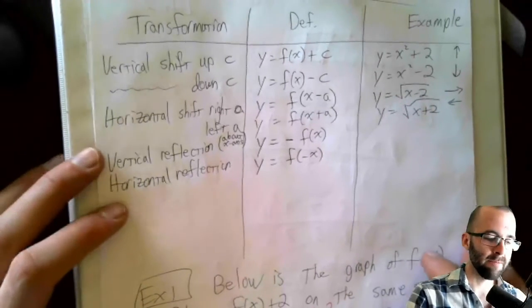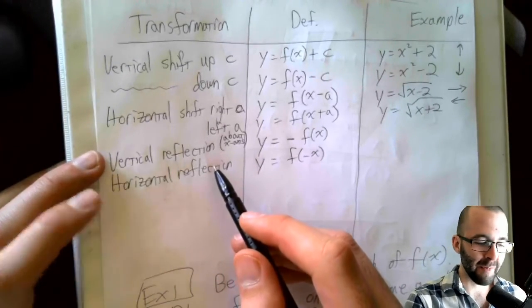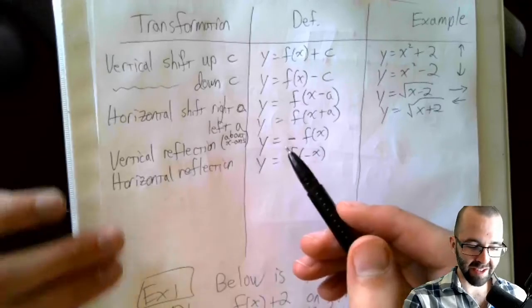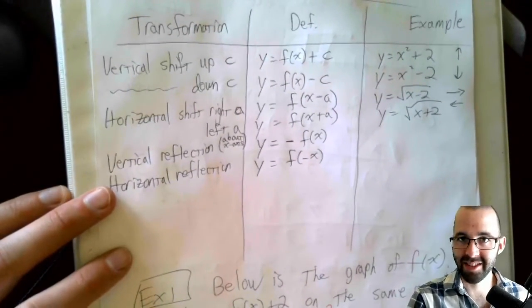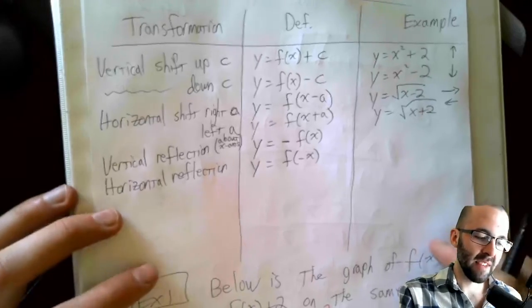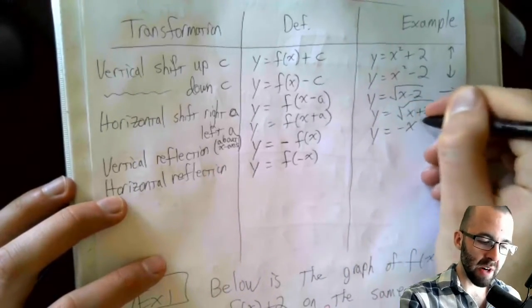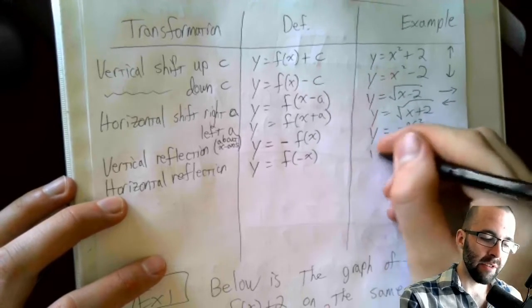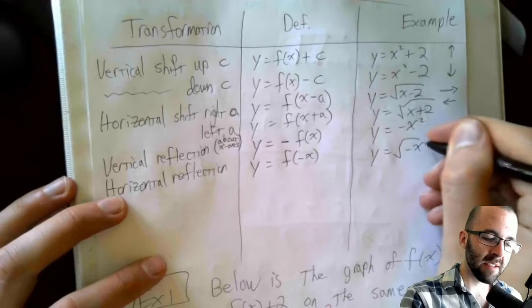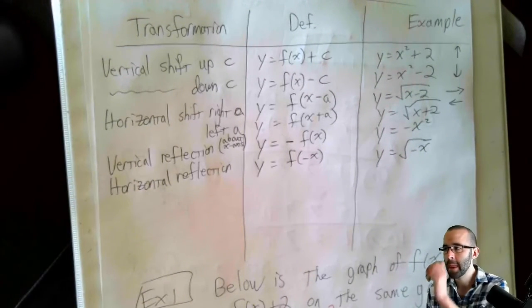And these two are the last nice transformations. The last two pairs of transformations are, let's call them, unpopular. So an example of this: if we had y equals negative x squared, that would flip it upside down. If we had y equals the square root of negative x, that flips it right to left.